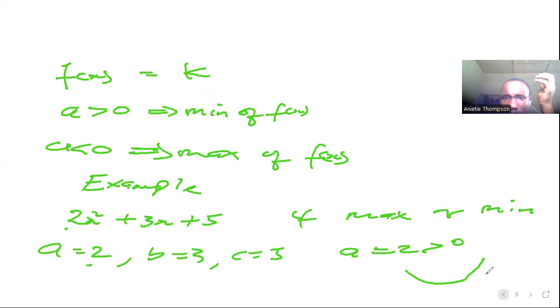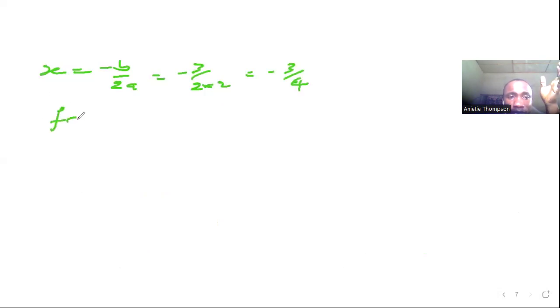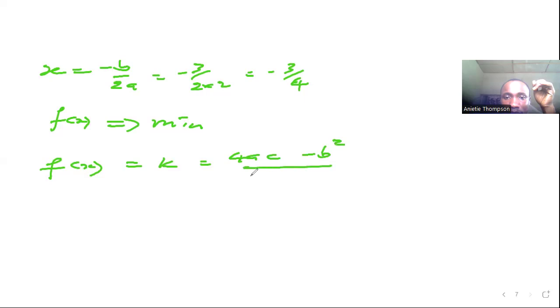Now let's find the minimum value. With the minimum value, f of x is going to have the minimum value at the point of x being minus 3 over 4, and that is going to be equal to the value of k, and k was equal to 4ac minus b squared all over 4a.